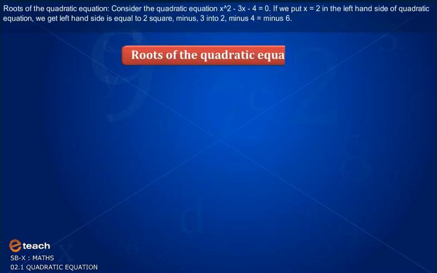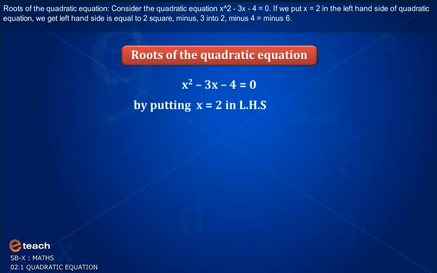Roots of the quadratic equation. Consider the quadratic equation x squared minus 3x minus 4 is equal to 0. If we put x is equal to 2 in the left-hand side of the quadratic equation, we get left-hand side is equal to 2 square minus 3 into 2 minus 4 is equal to minus 6.